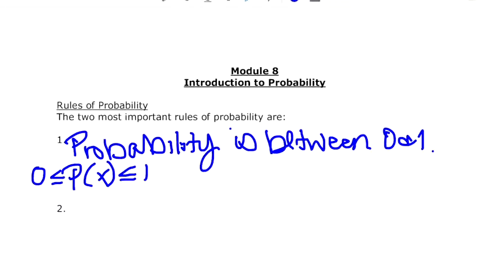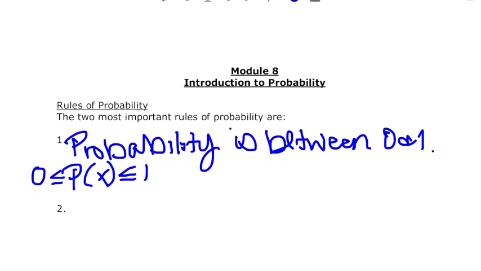Meanwhile, a probability of 1 means it is certain to happen. So the probability of rolling a number between 1 and 6 is 1. You are definitely going to get a number between 1 and 6 when you roll a single dice.